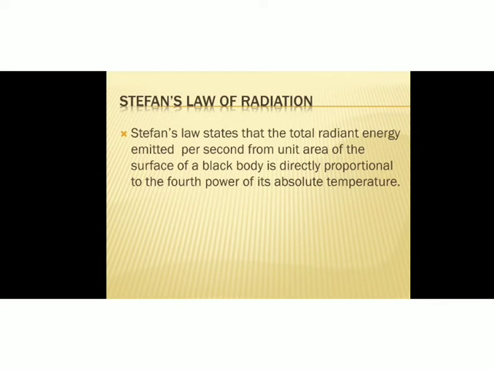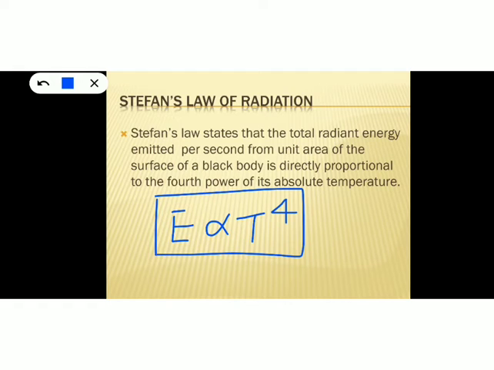And next we can discuss Stefan's law of radiation. Stefan's law states that the total radiant energy emitted per second from unit area of the surface of a black body is directly proportional to the fourth power of its absolute temperature. That means energy is directly proportional to the fourth power of absolute temperature. This proportionality symbol is removed by adding a constant sigma.